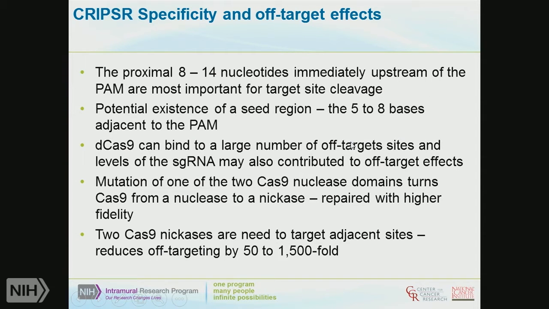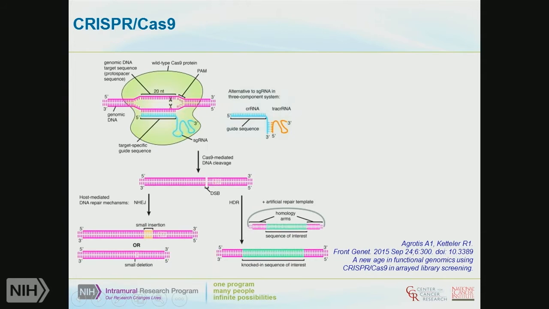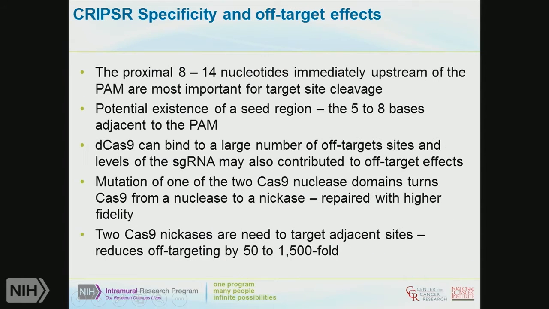I mentioned that with RNAi and with TALENs you do have risks of off-target effects. In the case of CRISPR, we know that it's the proximal 8 to 14 nucleotides immediately upstream from the PAM that are absolutely important for target site cleavage. And in fact, there's been thought that within that is a seed region, in the same way as we think about it in the context of microRNAs.